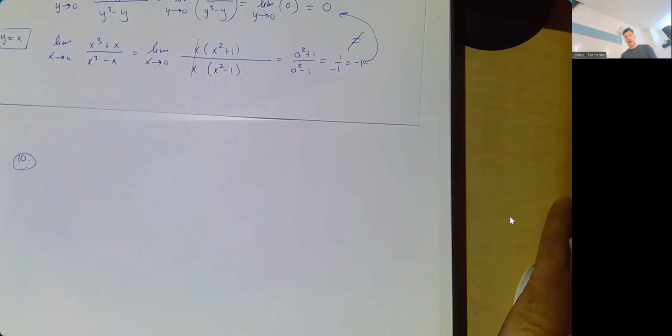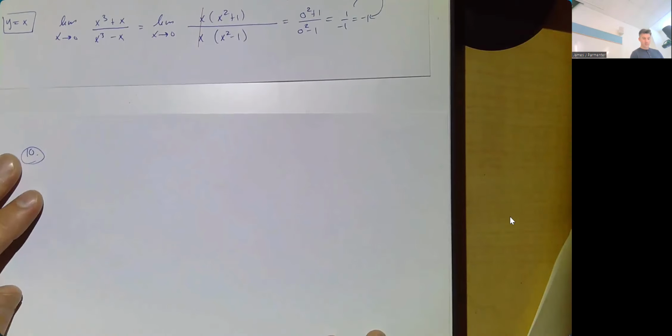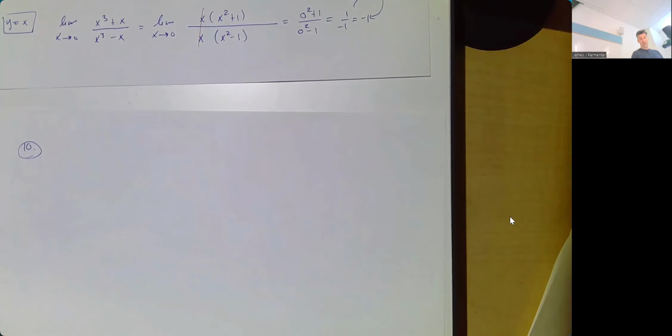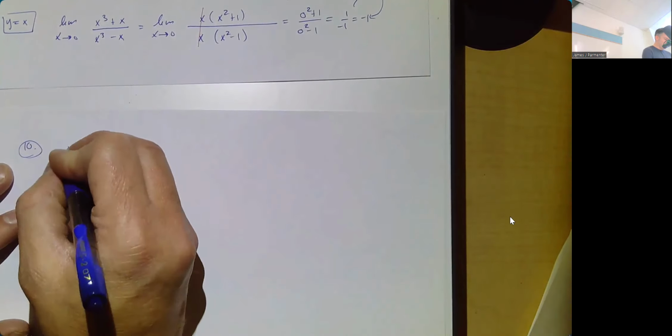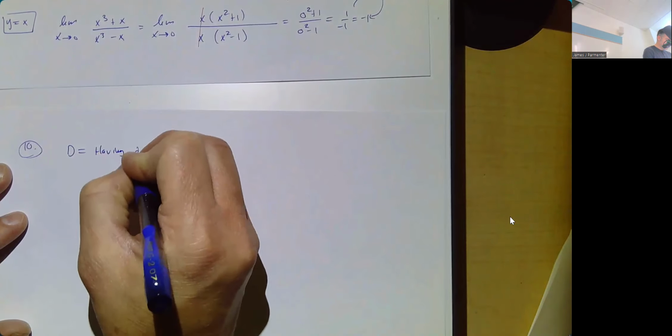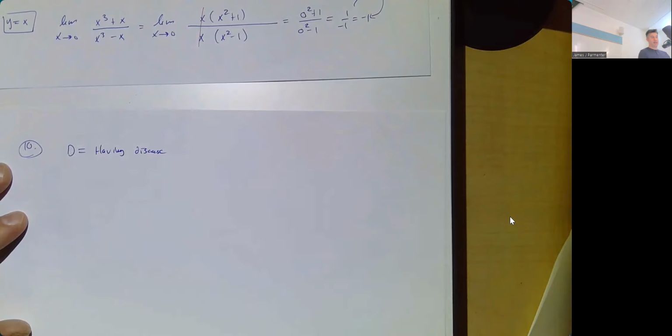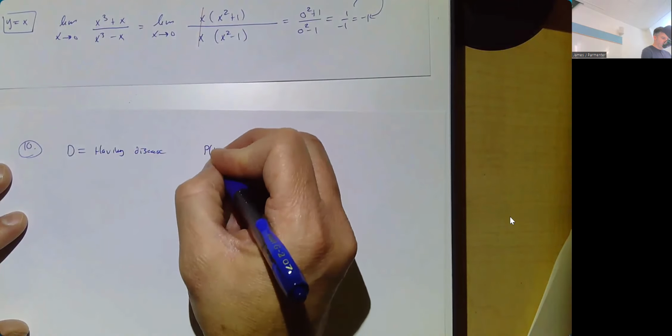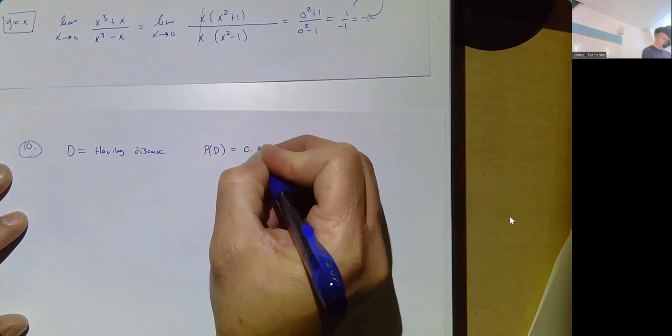As I read this question, I'm going to write down what I think is pertinent. Suppose a certain disease has an incidence rate of 30%. So first of all, I'm going to say D is having the disease. And what we're saying with that sentence is that the probability of having the disease is 30%.